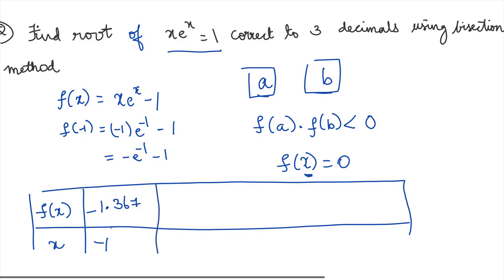Next, what if x value is 0? So we substitute 0. f of 0 is 0 into e power 0 minus 1. So the value would be minus 1.